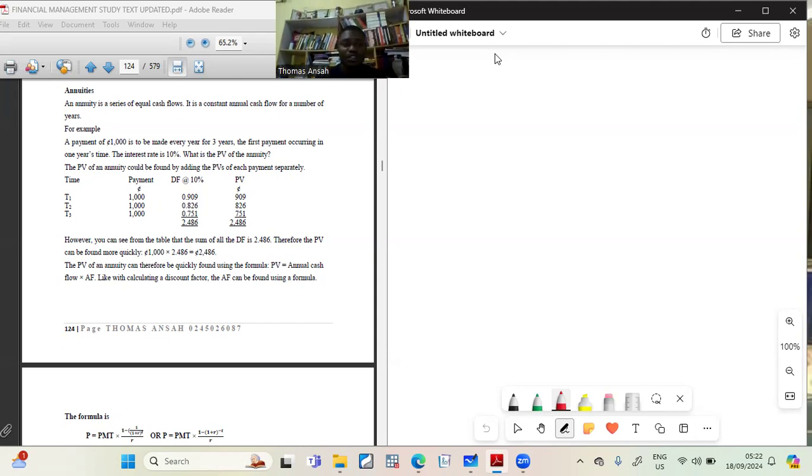So annuity simply means a series of equal cash flows. The cash flows are constant over a number of years. For example, if we have a payment of 1,000 to be made every year for 3 years, how do we then find the present value of that? Remember, we learned an annuity where the interest rate was compounding. Here, we are learning an annuity where the interest rate is not compounding.